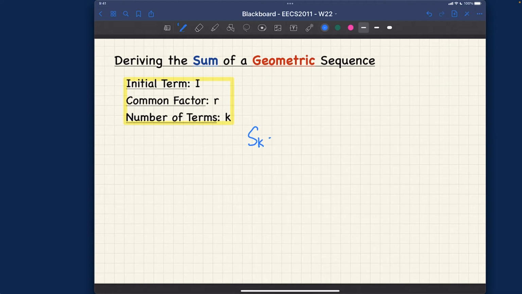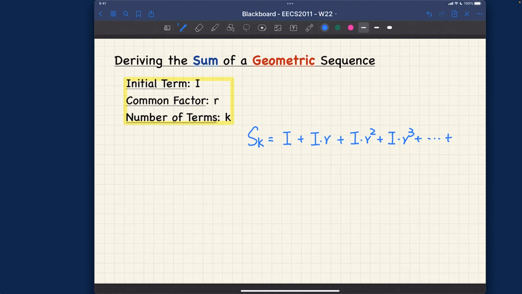So that will be equal to the initial term I. The second term will be I multiplied by R, the common factor. Plus the third term, which is the second term times R, which will be I times R squared. And plus I R cubed, and so on, all the way to the end.